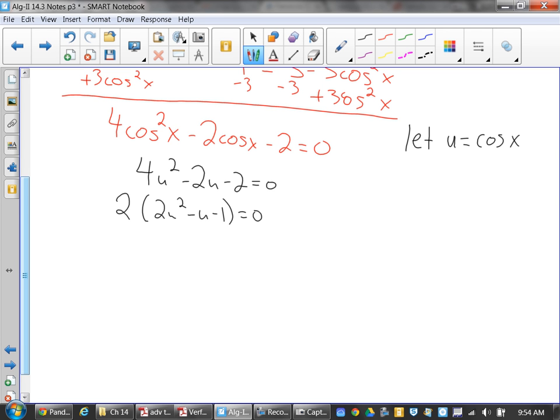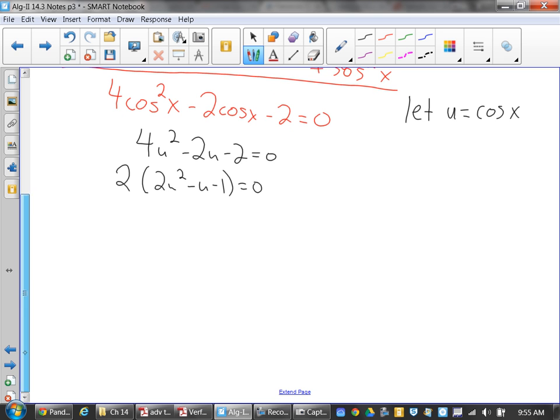So now you go and ask yourself, what times what is negative 2, and you add together to get negative 1? Negative 2 and 1. And I'm going to factor this by grouping like we've done so many times in the past. We have 2u squared minus 2u plus u minus 1. So you factor everything out.